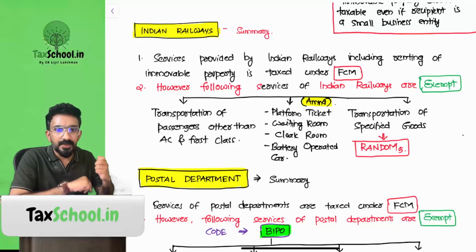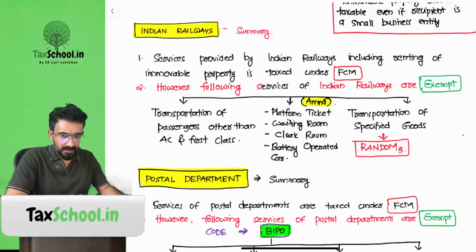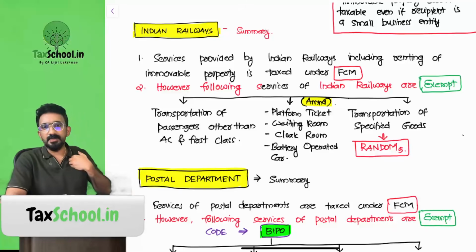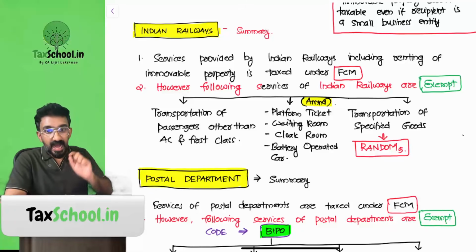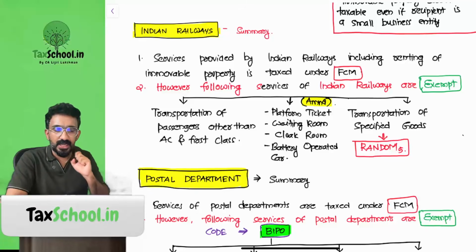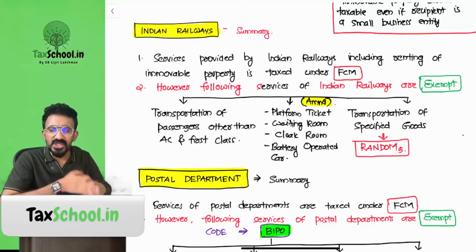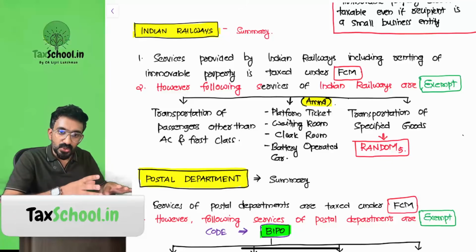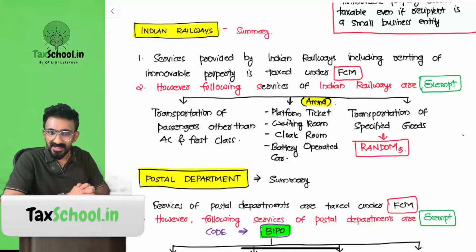Okay, look at the understanding here. The following services of Indian Railways are exempt for us. Number one, transportation of passengers other than AC and first class. Indian Railways is taxable under FCM wherever it is taxable, but if I, as a public, book an AC ticket or first class ticket, then only it will become taxable. Other than AC and first class means what is included? General ticket, sleeper ticket, passenger tickets in non-AC second class, all the non-AC and all those non-first class. All those tickets are actually exempt from GST. There is no GST applicability.